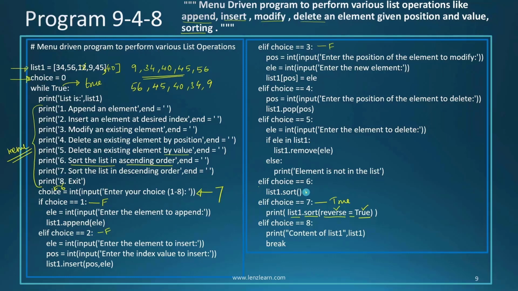In ascending order, you just have to write sort with no argument inside of it. It will sort in ascending order. If you want to sort a list in descending order, this is how you do it. Okay, now you can see there are some other functions. I'm not going to discuss everything because it is going to take too much time.